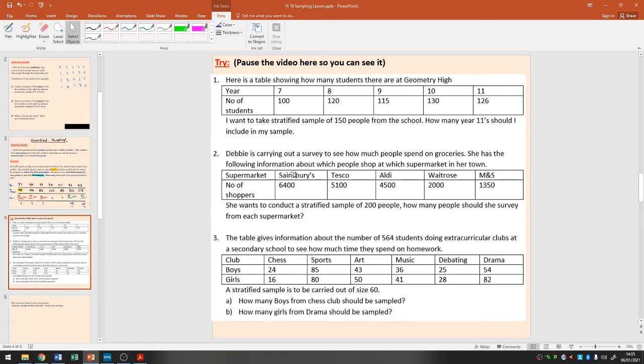Same deal on 2, same deal on 3. Take a picture and upload it for me. Cool, that's task 1. So you can pause now and have a look and have a try. And task 2, my lovelies, is this.